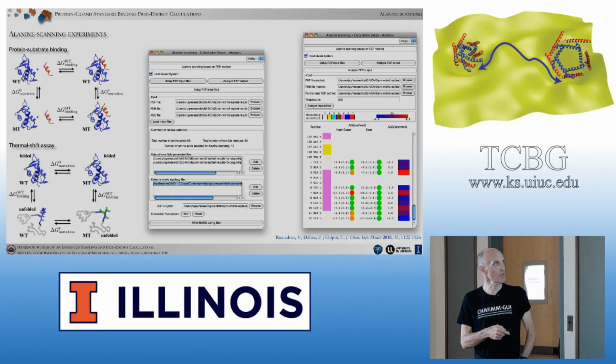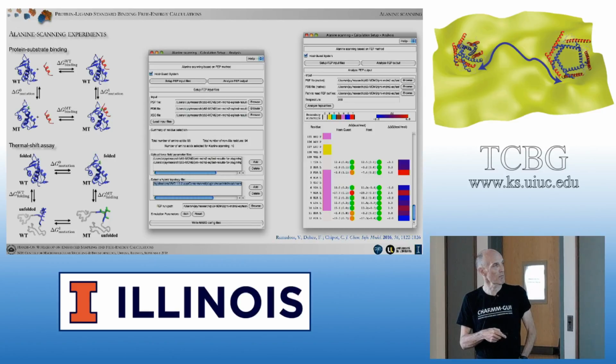You can also use alanine scanning for so-called thermal shift assays, to predict the stabilization or destabilization, but of just the protein, not a complex, upon mutations. You would have what is called a folding energy to go from an unfolded state to a folded state for the wild type, and a folding energy for the mutant.